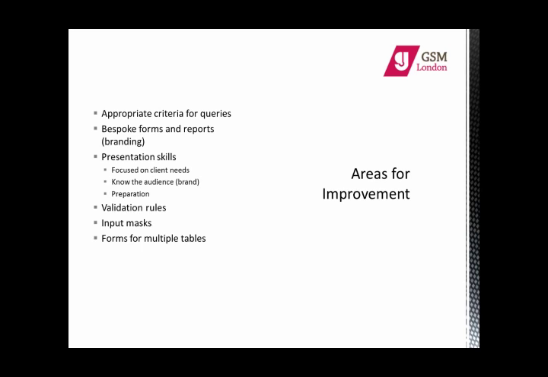Some of the areas for improvement: making sure that the criteria for the queries was appropriate for the organization's needs. Some people just wanted to meet the marking criteria by having 2 queries with some criteria in them, and would just say, show me all of the male beneficiaries or all the female beneficiaries, rather than trying to think of something more appropriate for the organization. So for instance, show me all the sessions that have happened, creating a query that would show all of the sessions that have happened in maybe the last week or the last month.